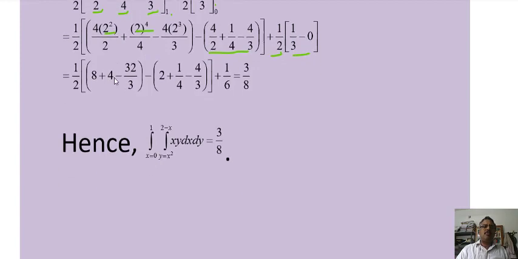Now it's a very simple simplification, very simple methodology. Here 2 cancels, here 4 cancels, and the simplification is very simple. 8 plus 4 minus 32 by 3, here 2 plus 14 minus 4 by 3 plus here 1 by 6. If you simplify entirely, you will get 3 by 8. It is a very simple calculation, 3 by 8.